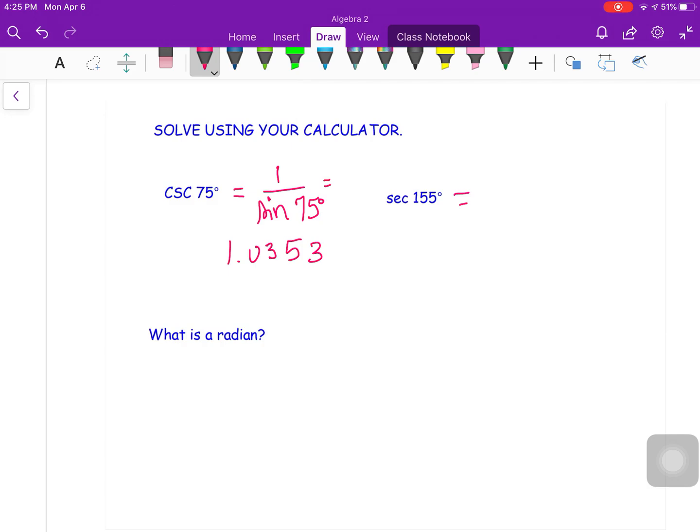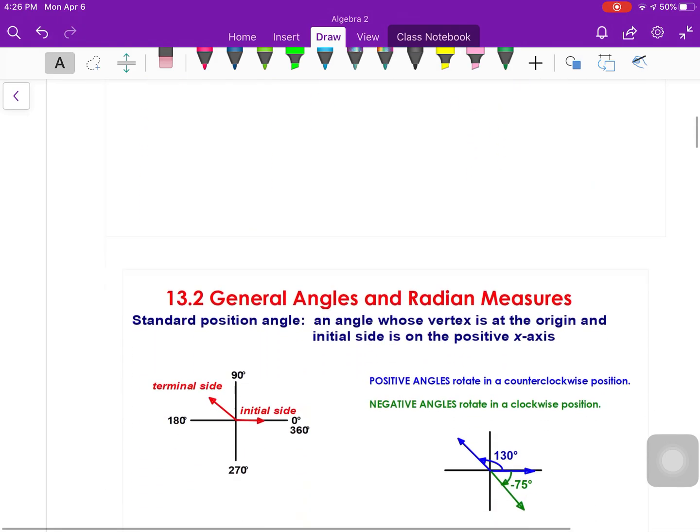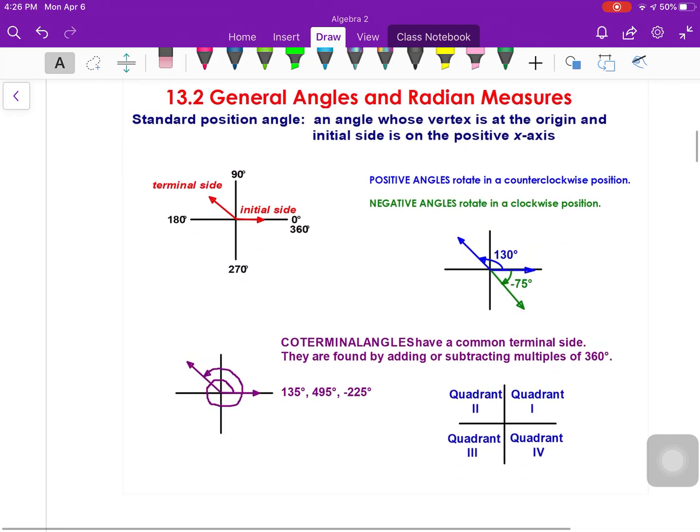So the secant of 155 is the reciprocal of cosine. That means 1 divided by the cosine of 155 degrees. And I get negative 1.1034. Remember that I said our main focus today is to discover what a radian is. So before we can do that, we're going to have to talk about some general angles and what that means.